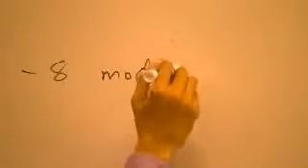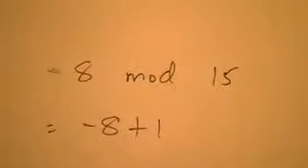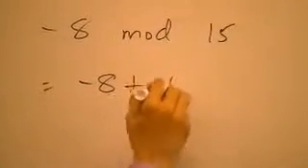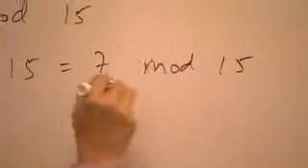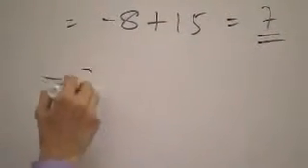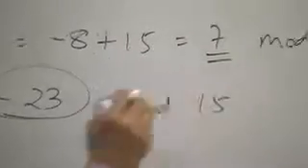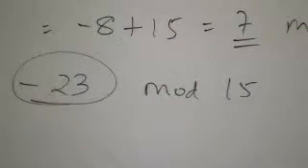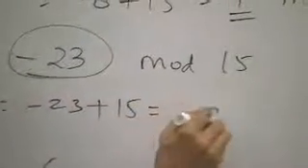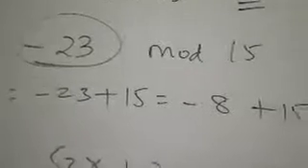Remember, if you work with negative integers, you have to repeatedly add until you get something between 0 and n minus 1. So you add 15, right? Negative 8 plus 15 is going to be 7. So 7 mod 15. Then say for example, negative 23. If you want to find the equivalent positive integer between 0 and 14, negative 23 plus 15 is going to be negative 8. And then negative 8 again plus 15 is going to be 7. So this is between 0 and 14. So that is equivalent. Okay?